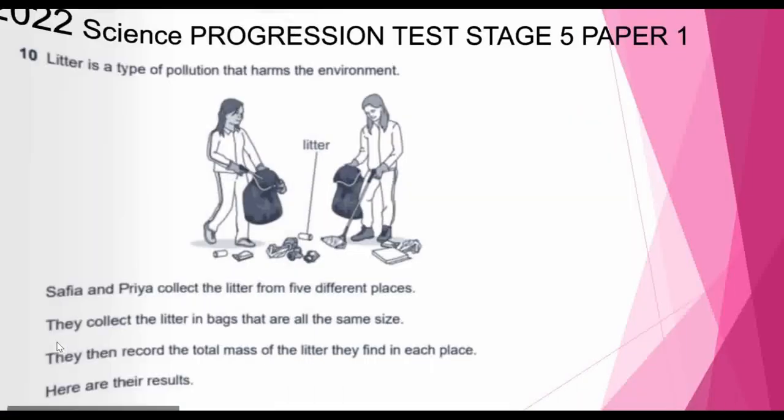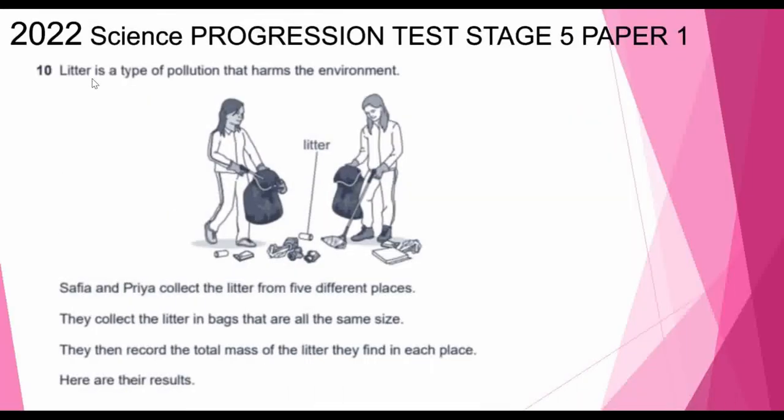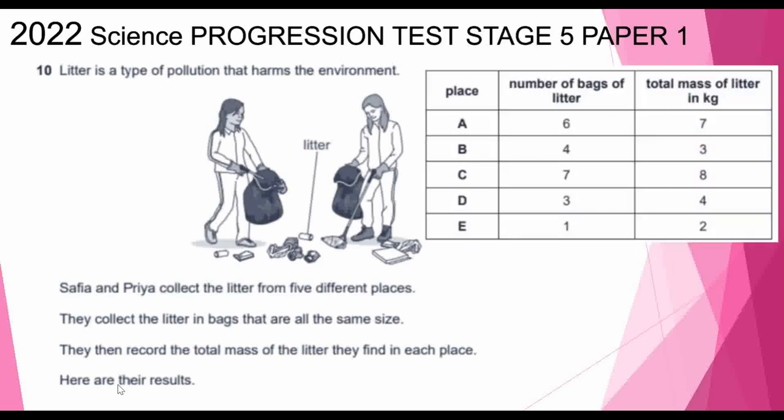Next, question 9 and 10. Litter is a type of pollution that harms the environment. Sevi and Priya collect litter from 5 different places. They collect the litter in bags that are all the same size. Then they record the total mass of the litter they find in each place. Here are their results. Table: places A, B, C, D, E with the number of bags of litter and total mass of litter in kilograms is given.